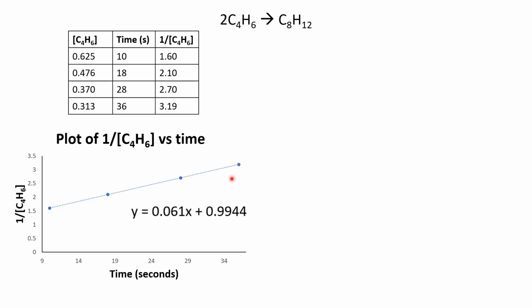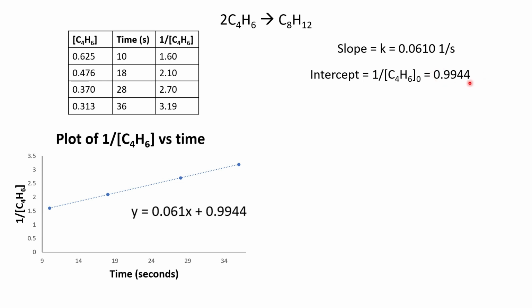And you can use any spreadsheet application to give you this equation of the line. So I have a plot which is linear, and I have an equation of a line. What am I going to do with this? Well, I know that the slope of this line is equal to my rate constant. So that is simply my 0.0610. My intercept, of course, gives me the reciprocal of my initial concentration right over here. So again, here's my intercept at 0.9944.